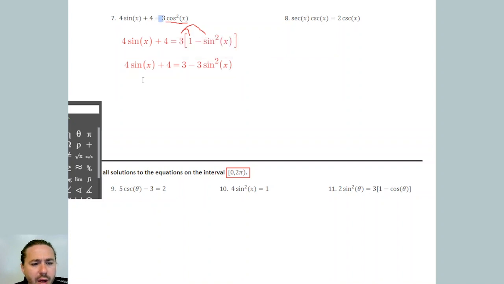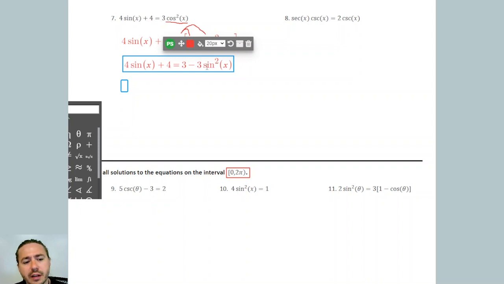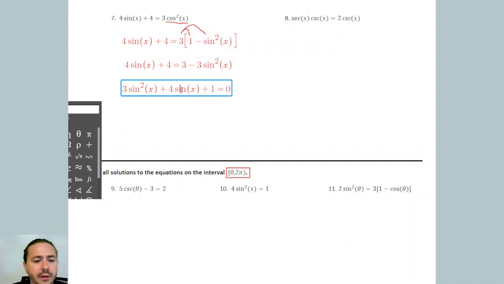All right, now I'm going to collect all of my terms on one side, try to get it set equal to 0. So I'm going to add 3 sine squared x to both sides. Plus 4 sine x, and then I'm going to have 4 minus 3 is 1. So I'm going to be looking for how to factor this. Luckily, our numbers are pretty small, so we're not going to have a ton of options here.